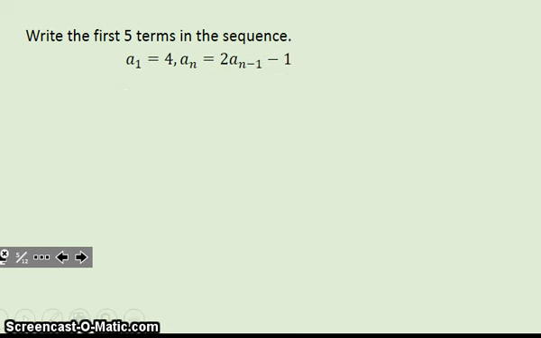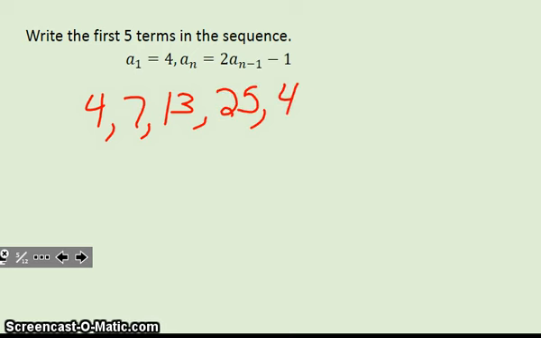Alright, so this is going to be your you try problem. I'm going to pause the video. Alright, so each new term is the previous term multiplied by 2, subtract 1. So 4 times 2 is 8, subtract 1 is 7. 7 times 2 is 14, minus 1 is 13. 13 times 2 is 26, minus 1 is 25. 25 times 2 is 50, minus 1 is 49.